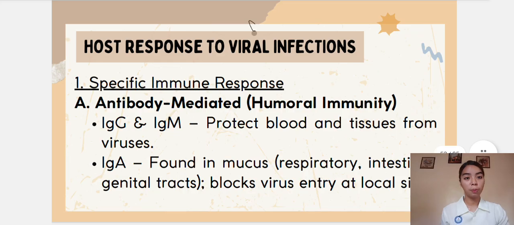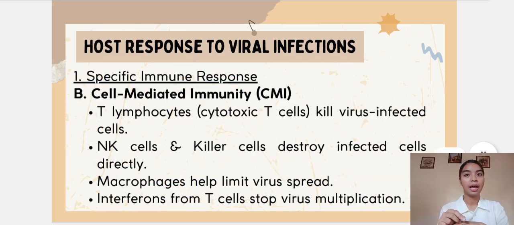So this immunoglobulin A stops the virus at the entry points. Ibig sabihin, hindi pa sila totally nakakapasok or naka-infect sa body natin. Ini-stop na sila, or na-identify na sila, by what we call the IgA or immunoglobulin A. Next, we have another specific immune response, the cell-mediated immunity or the CMI. The T lymphocyte or cytotoxic T cell kills virus-infected cells.